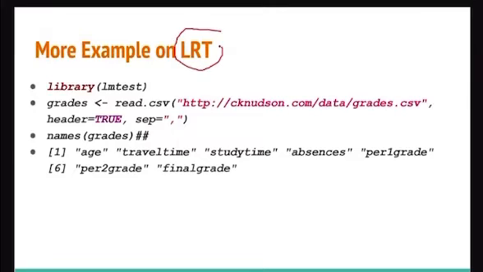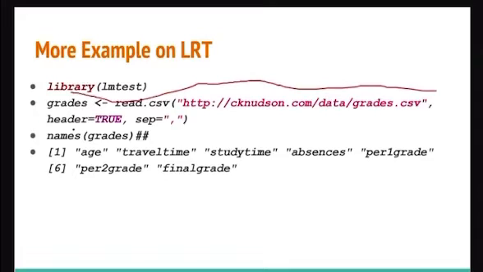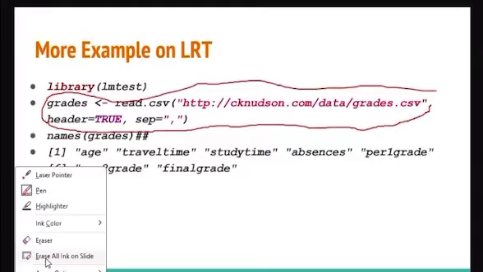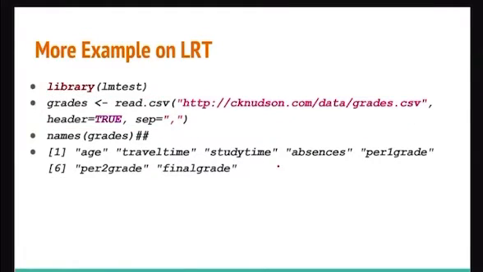Now, for instance, I actually want to work on the grade data. If I want to have access, I load this package. Okay, and my data is from online. Take a look at this. This is a great data set online. You can see HTTP, right? When you copy that into R and you do names of grade, it's actually going to show you all of these: age, travel time, study time, absences, grade one, grade two, and final grade.